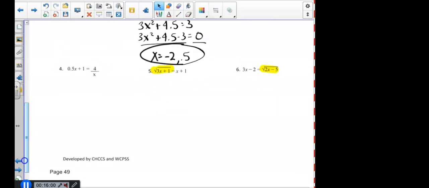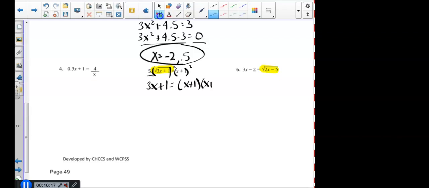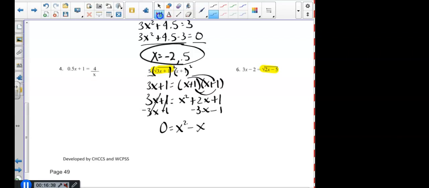Let's look at number 5, a square root function and a line. And let's use Kevin's method this time, where he's going to solve it algebraically. So we'll square both sides to start off with, and we'll get 3x plus 1 equals x plus 1 times the quantity x plus 1. When we distribute the right side, we will get 3x plus 1 equals x squared plus 2x plus 1. Combining our like terms by subtracting 3x and subtracting 1, we will get 0 equals x squared minus x.